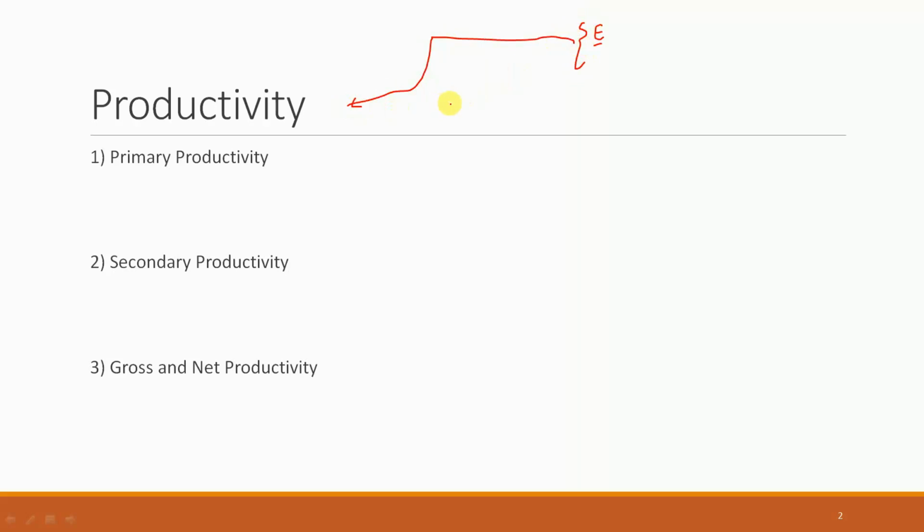Now the word productivity simply means the rate of biomass production. By biomass we mean the mass of living beings, and if that is what is being produced, then that is what is known as productivity. So this is the definition. Now it is of two types, primary productivity and secondary productivity.